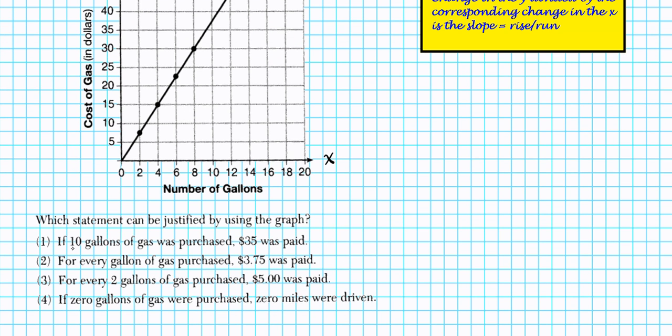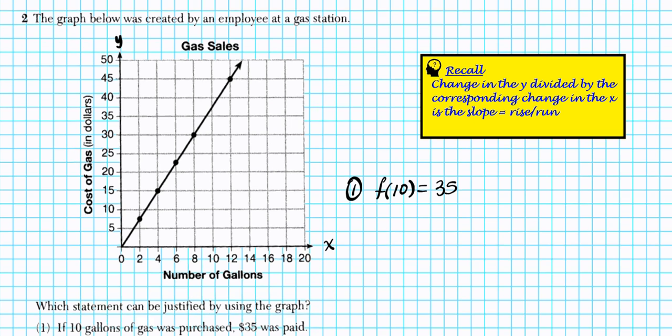Okay, let's take a look at option 1. It says if 10 gallons of gas was purchased, $35 was paid. So option 1 is an evaluation problem. What it's asking you to find is whether the statement f of 10 equals 35 is true or false. Remember, gallons is the input. So if I input my gallons into the function, do I get an output of 35? So let's go to the graph and see if this statement is true or false.